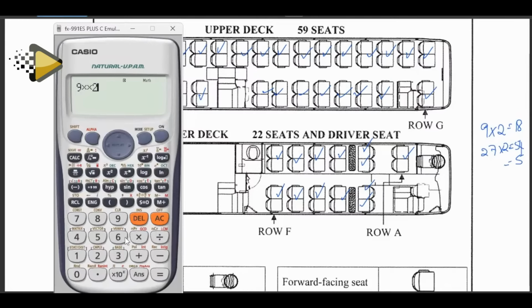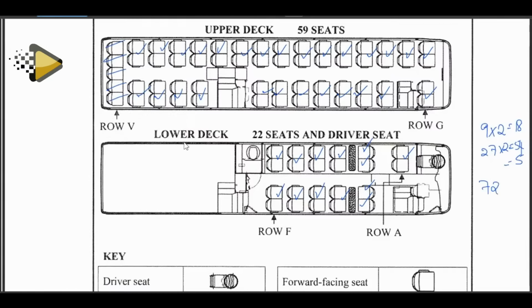Times 2 plus 54, you have 72. You see that? 72. Well, 72 minus 4, you give me 68 seats facing forward.